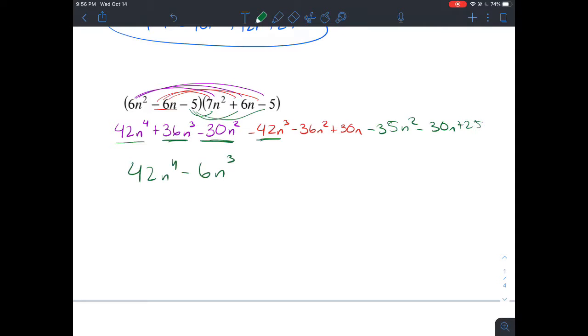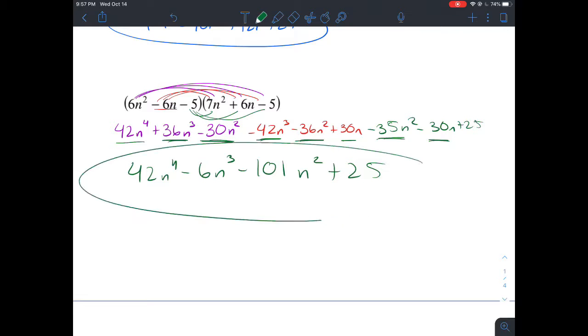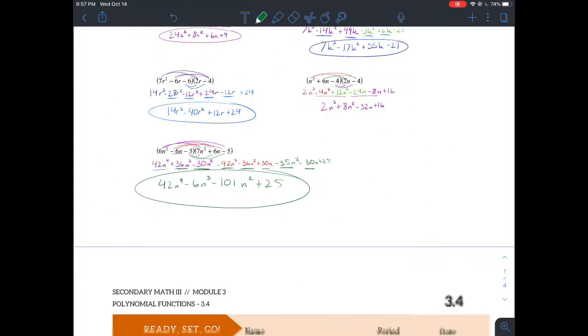Then we've got our negative 30n squared, our negative 36n squared, and our negative 35n squared. So we're going to do negative 30 minus 36 minus 35. And we get negative 101n squared. And we've got our two n terms here, which are going to cancel out because we get positive 30 and negative 30 goes away. We get a plus 25 at the end. So as you can see, it gets a little bit more involved as you add terms in.